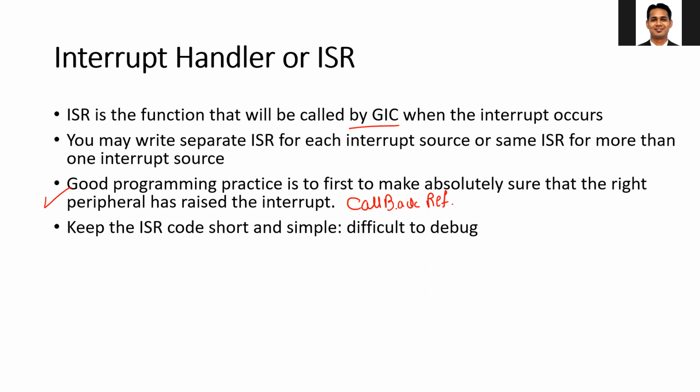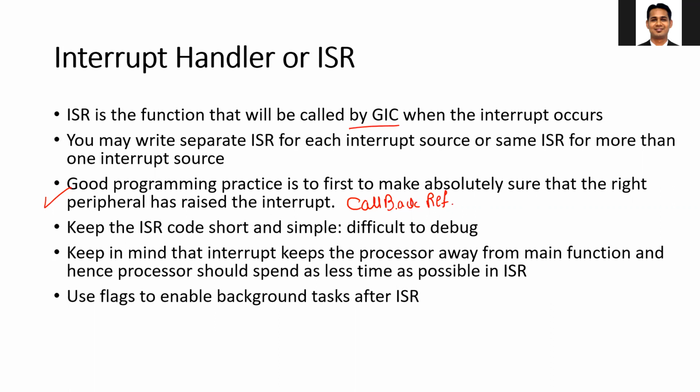Also, whenever an interrupt happens, the processor is executing the ISR. That means you are asking the processor to branch from the normal program flow and to execute the ISR. That means your normal program flow is getting affected. So we want the processor to come back to the normal program flow as fast as possible. Keep in mind that an interrupt keeps the processor away from the main function, and hence the processor should spend as little time as possible in the ISR.